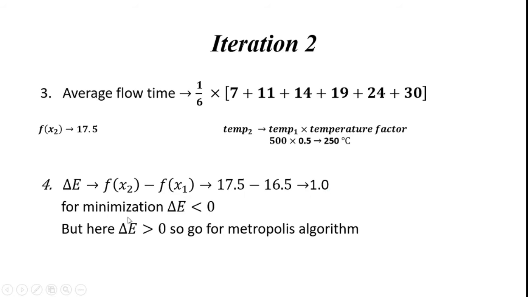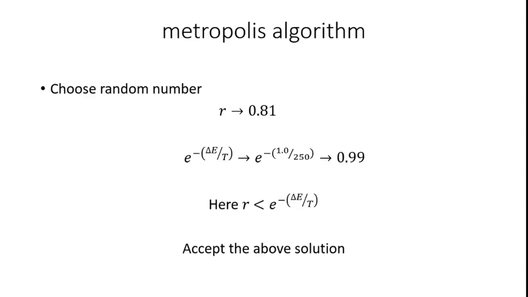For a minimization problem, delta E should always be less than 0. But according to this problem, delta E is greater than 0. So we generally go for the Metropolis algorithm. Why do I go for the Metropolis algorithm? I continue or stop this iteration based on the decision making, so I go for the Metropolis algorithm.